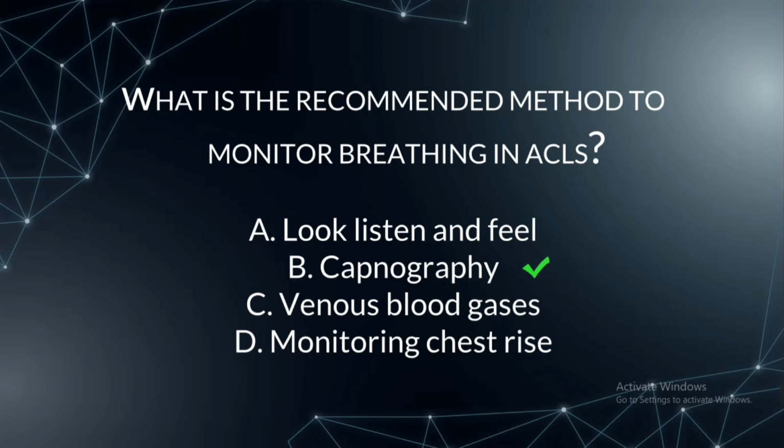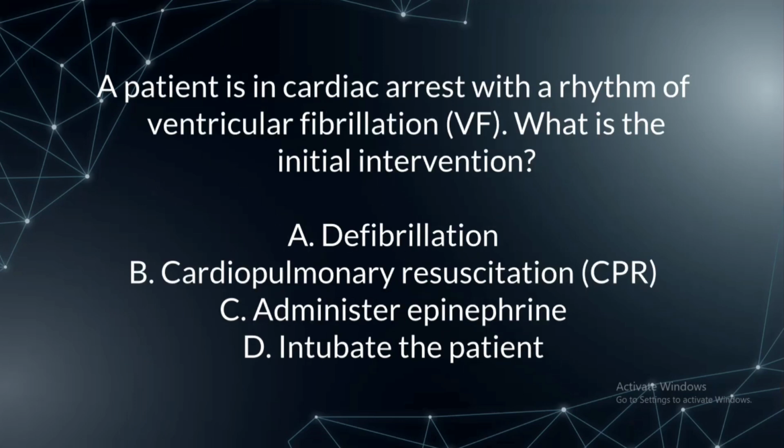Then another question is, if a patient is in cardiac arrest with a rhythm of ventricular fibrillation, what is the initial intervention? A. Defibrillate. B. CPR. C. Administer epinephrine. And D. Intubate the patient. So the correct answer is A, defibrillation. As soon as you know that the patient has a rhythm of ventricular fibrillation, the initial intervention is to defibrillate.